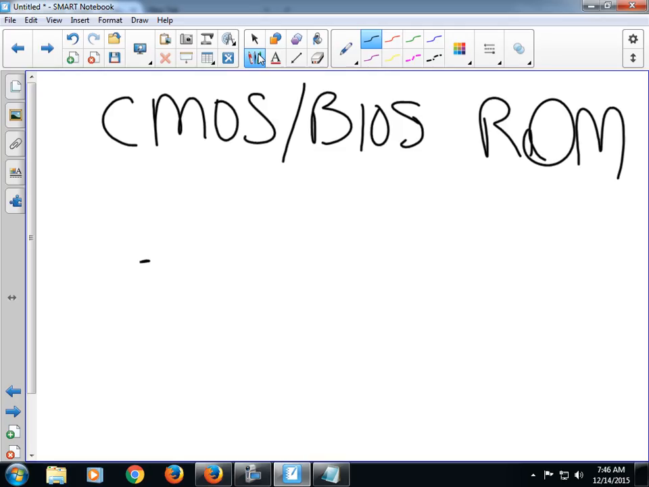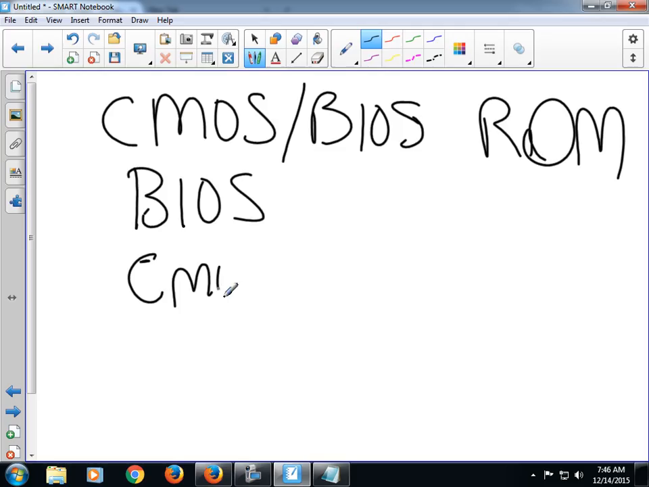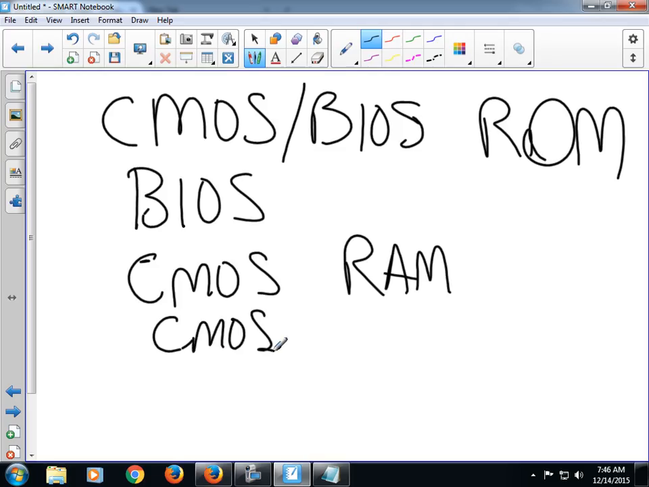CMOS or BIOS ROM is where BIOS, the program, is stored. BIOS stands for Basic Input Output System. It's what we boot into to set our initial configuration for our PC. That configuration is stored in CMOS RAM, right? It's held there by the CMOS battery. Take out the CMOS battery and that configuration data that we save in CMOS RAM goes away.